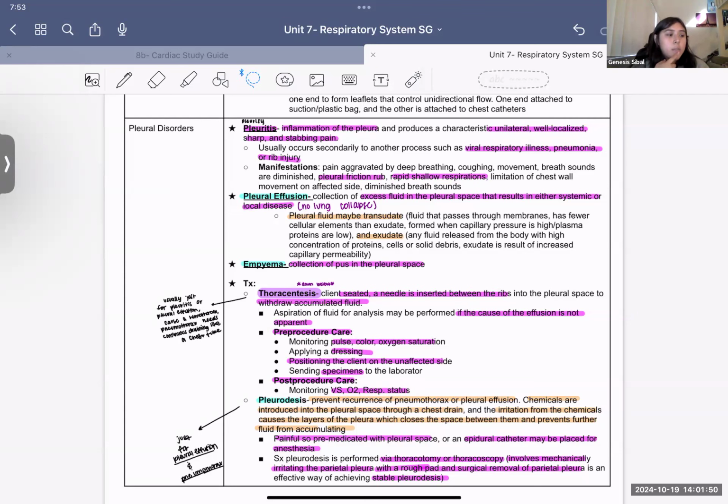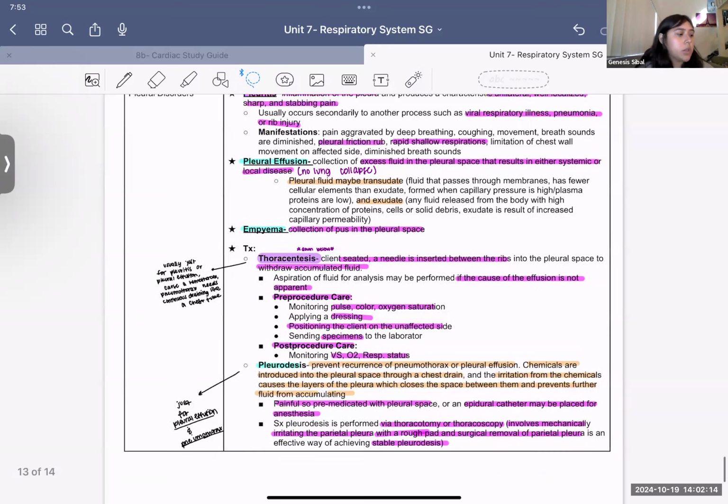For manifestations, it's pain aggravated by deep coughing, breathing, movement, breath sounds are diminished, of course. Pleural friction rub, so you're going to hear that rub, and then rapid shallow respirations. Limitation of chest wall movement, diminished breath sounds. So the one important thing, inflammation of the pleura: it's unilateral, sharp stabbing pain, well localized, pleural friction rub, and then rapid shallow respirations.